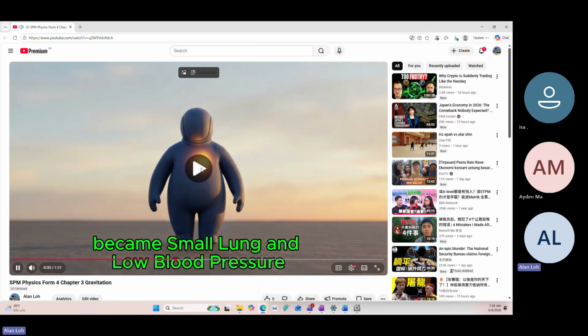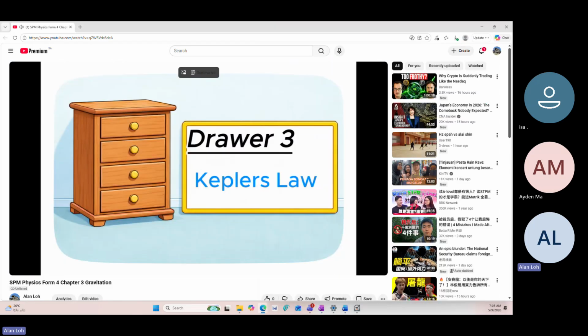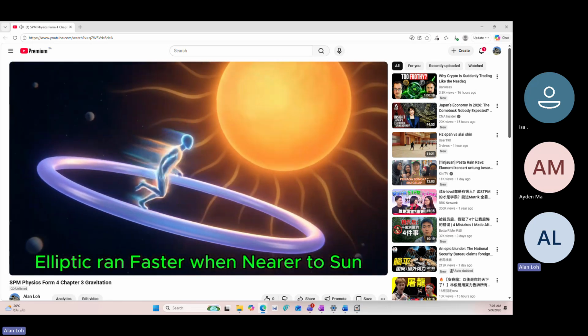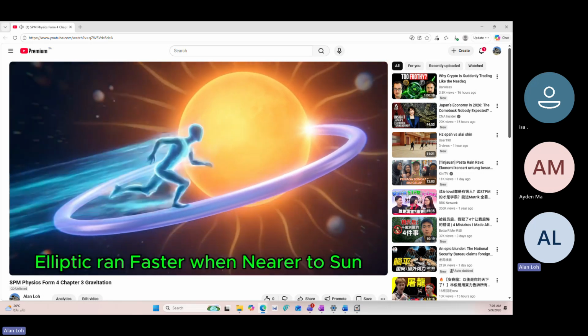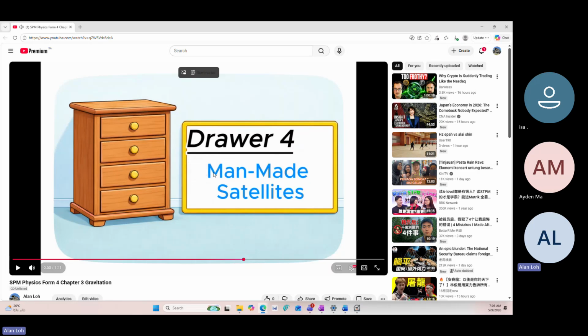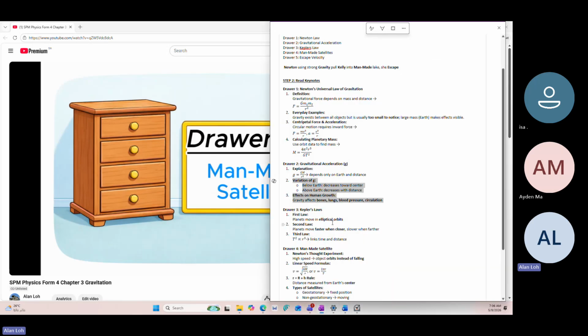Okay, let's go to drawer number 3. Drawer 3. Kepler's law. Elliptic ran faster when nearer to Sun. Ran 3 laps in 2 seconds. So Elliptic is the man's name. Elliptic is to illustrate Kepler's first law. Then the second law says that it runs faster when it's closer to the sun. That's the second law.